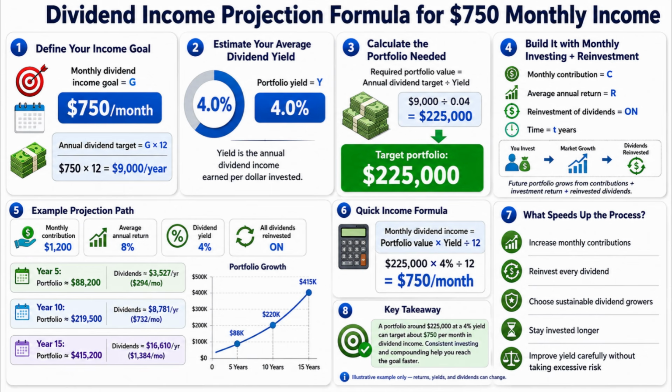A portfolio around $225,000 at a 4% yield can target about $750 per month in dividend income. But reaching that target depends on consistent investing, reinvestment, time, market returns, and dividend stability.